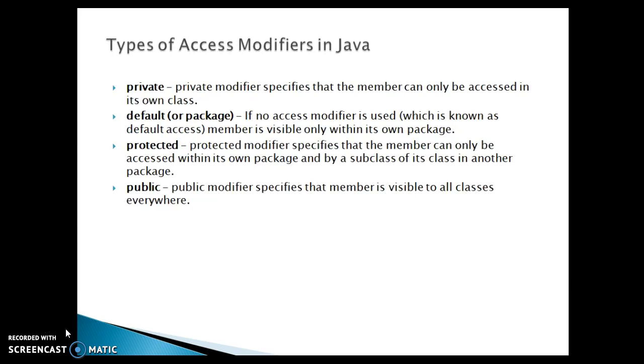Now the last access modifier is public. The public modifier specifies that the member is visible to all classes from everywhere. That is, the public access modifier can be accessed from anywhere, in any package.